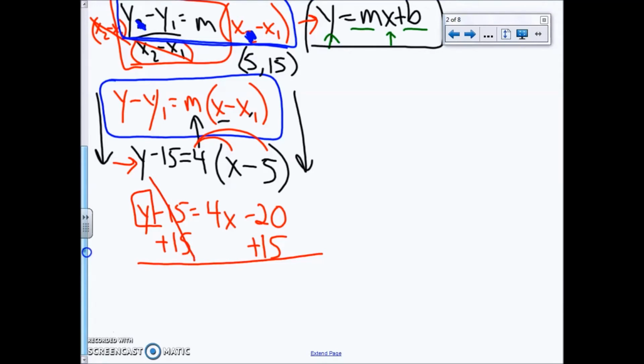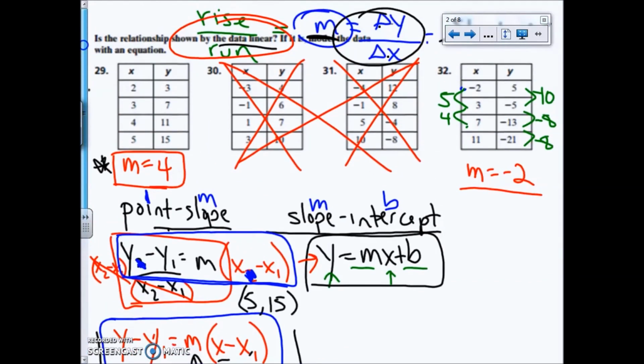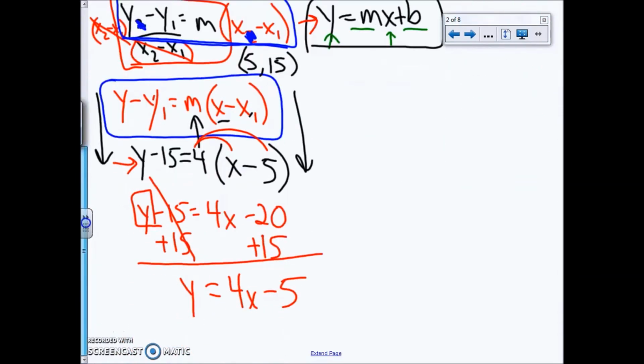So here we have this. The 15s go bye-bye. And what are we left with on the right? We have 4x minus 5. So now we have this table which doesn't give us our y-intercept, but now we have an equation that does, and we know just by looking at the equation what our y-intercept is.